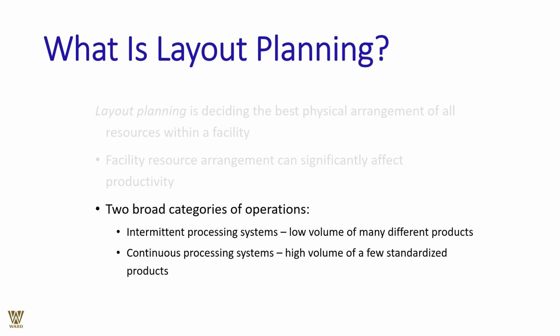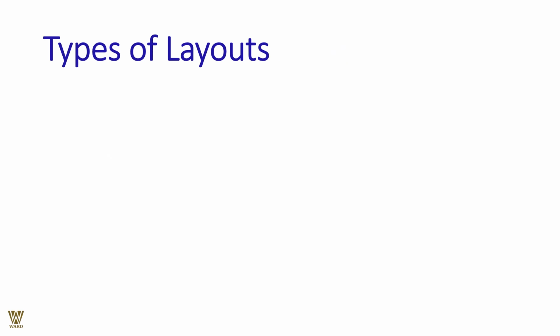On the other hand, a continuous processing system is a high volume of few standardized products. Let's say we have one particular model of car being produced, right? One particular model of car, so everything can be done in a standardized fashion. So it's a continuous processing system. The only difference is the car color can change, which can be done at the very tail end of the process. So that is the difference between the broad categories of intermittent processing system and continuous processing system.